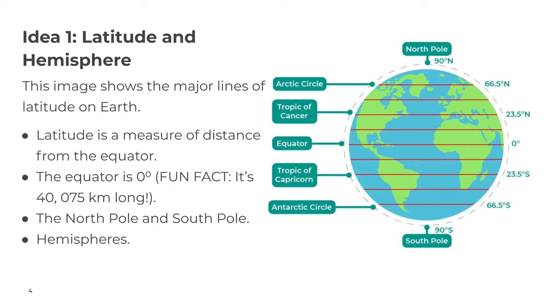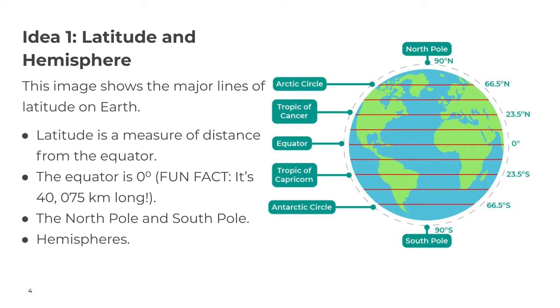The same occurs in the southern hemisphere. So the equator is 0 degrees, the Tropic of Capricorn, 23.5 degrees south, the Antarctic Circle, 66.5 degrees south, and finally the South Pole at 90 degrees south. So remember that the latitude is a measure of distance from the equator. A fun fact about the equator, it is 40,075 kilometres long. It is the widest part of our Earth. So just a reminder, the North Pole is 90 degrees north and the South Pole is 90 degrees south. This will come in really useful to us later on when we learn more about the model.